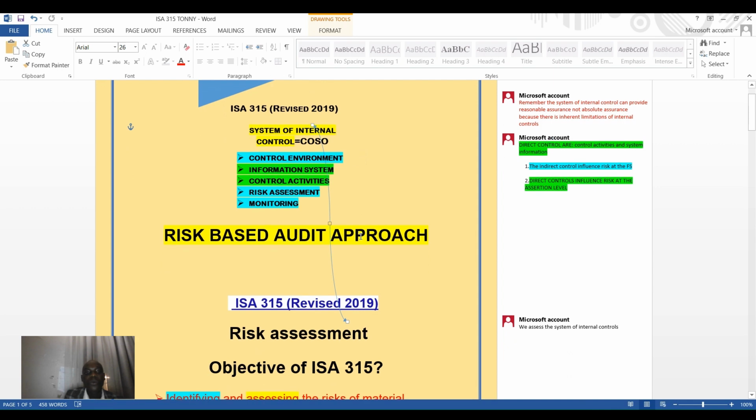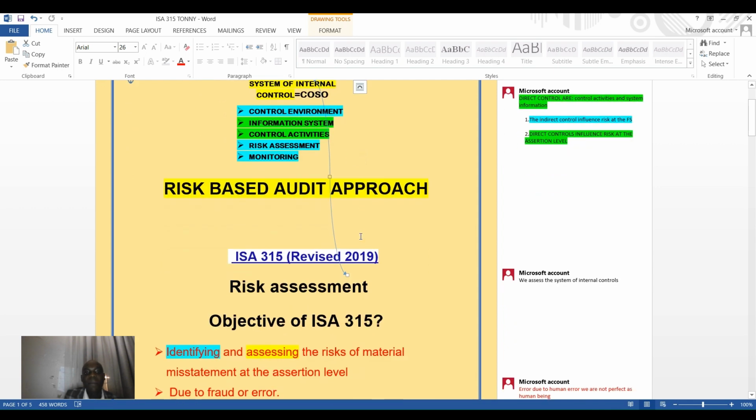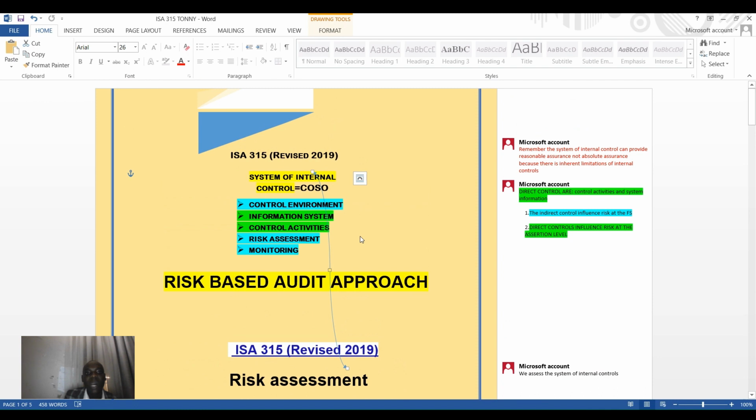Today I'm going to summarize part one of ESA 315 revised 2019 risk assessment. And then I would like to start by explaining the system of internal control in terms of COSO.